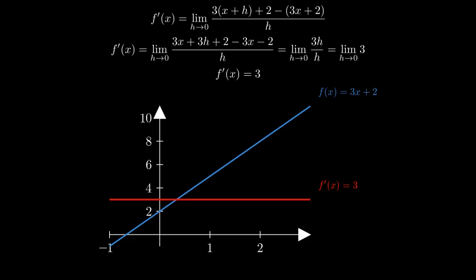Using the sine addition formula, sine of x plus h equals sine of x times cosine of h plus cosine of x times sine of h. Substituting this into our difference quotient, we get sine of x times cosine of h plus cosine of x times sine of h minus sine of x, all divided by h. Rearranging the terms, we get sine of x times the quantity cosine of h minus 1 divided by h plus cosine of x times sine of h divided by h.